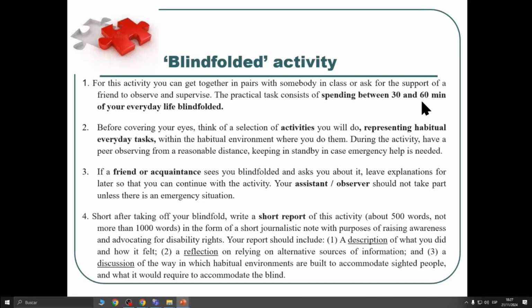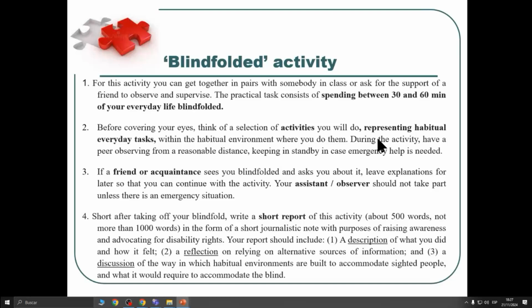And you write a report. Reports for these activities always include 3 components, the way I am designing them: description, reflection, discussion. Description is what did I do, what happened, in a kind of rigorous description of what happened.